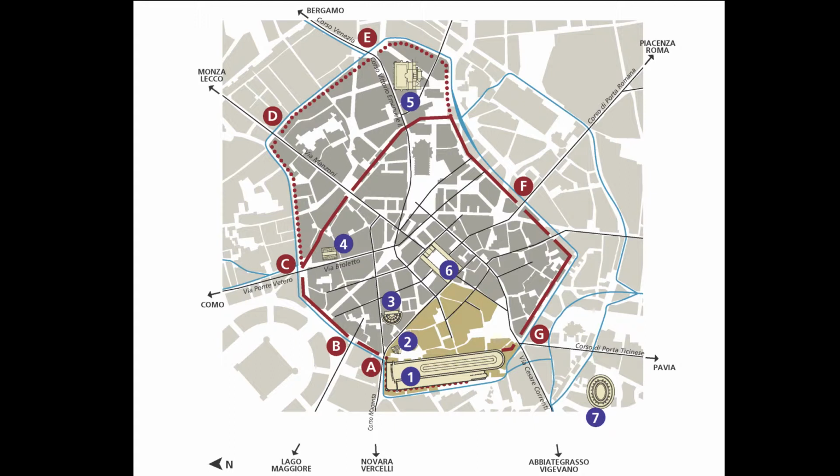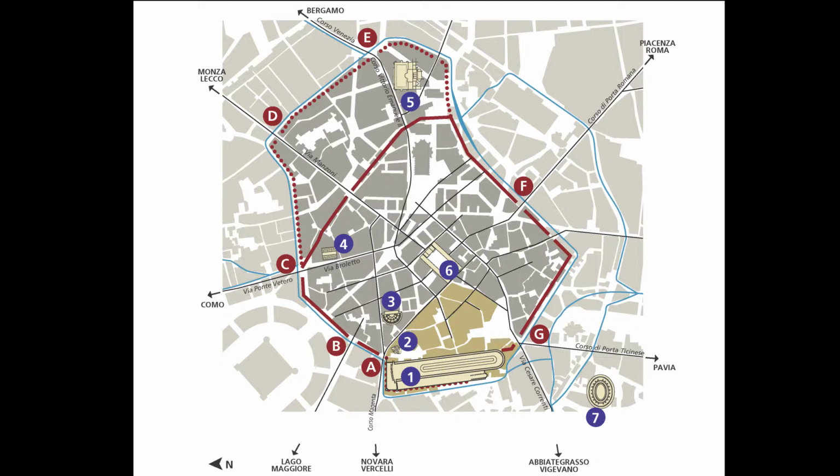Let's continue on the left along the wall's outline and find Iovia Gate, letter B, which opened onto the road to Lake Maggiore, now located in the area between Via San Giovanni sul Muro and Piazza Castello. Moving on upwards, we can spot Comacina Gate, letter C, which was on the road axis leading to Como. The starting segment of this road is traceable to the current Via Broletto, Via Ponte Vetero and Corso Garibaldi.